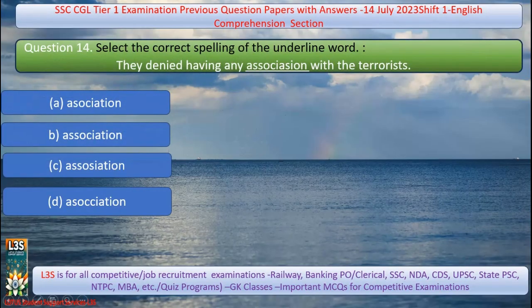Select the correct spelling of the underlined word. They denied having any association with the terrorist. So here we can see association. Here it should not be S, it will be D. So the correct answer will be B, association.